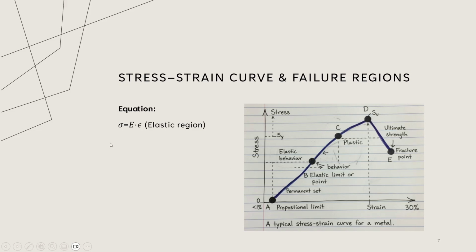So the equation for the elastic region is E times epsilon. Here, in this region, this is the elastic limit. And then after that, it's going to continue to the plastic region, where it reaches the ultimate strength as well as the ending fracture point.